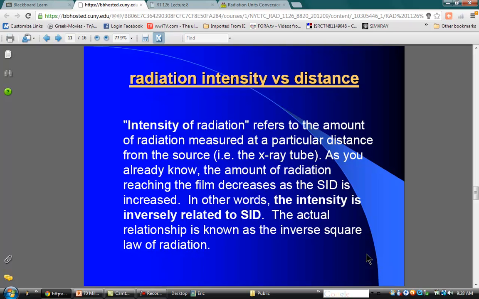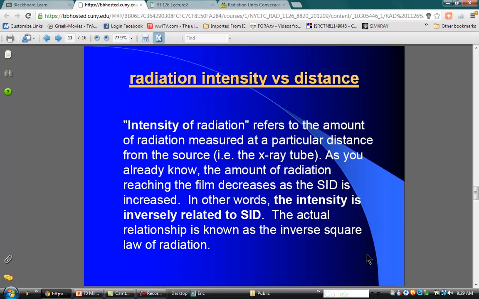is increased. So if you pull the tube away and you create a longer SID, in other words, you're going from, let's say, 40 inches to 72 inches, you're further away, photons have a longer distance to travel, so more of them are going to die in the air. So that intensity, the number of photons, will go down.